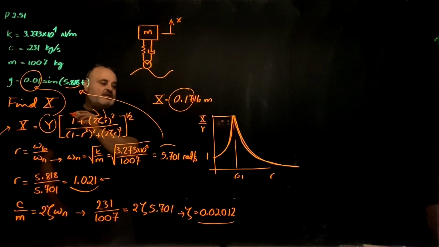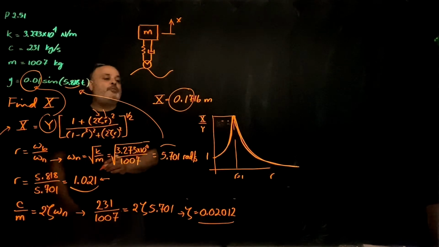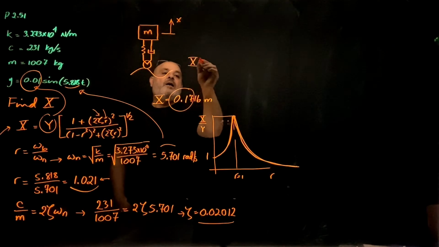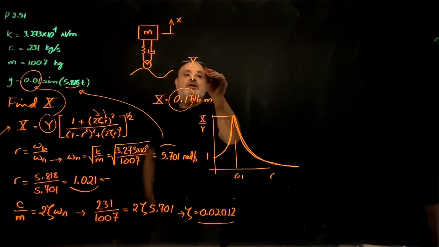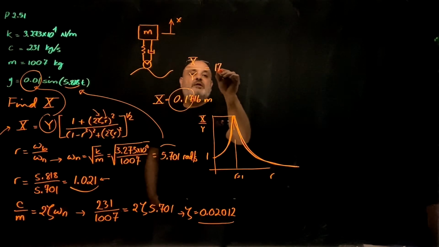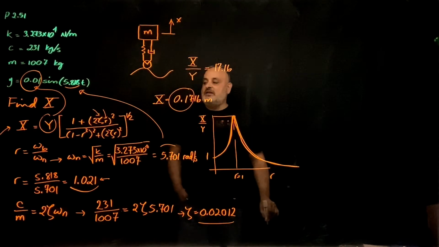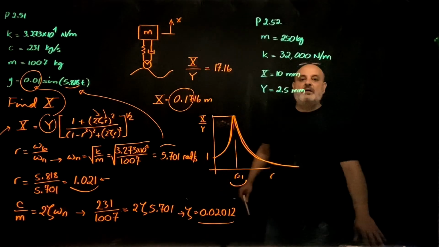The distance transmissibility is 17 approximately. If you divide x by y, which is the distance transmissibility, you will get 17.16, 17 times the excitation amplitude, and that's because of resonance.